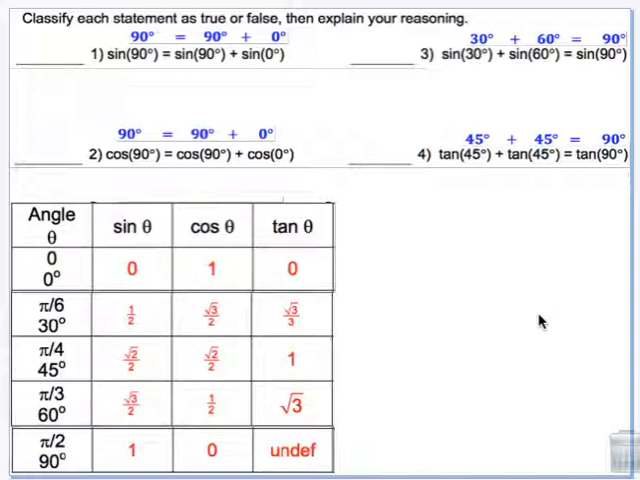I recorded this video to help you with the Sum and Difference Identities worksheet that you are going to be working on today.